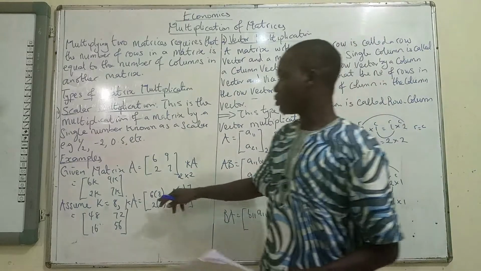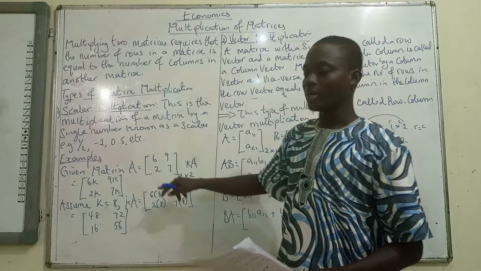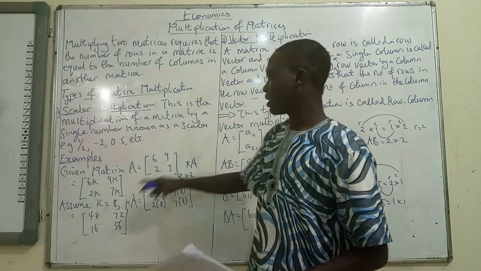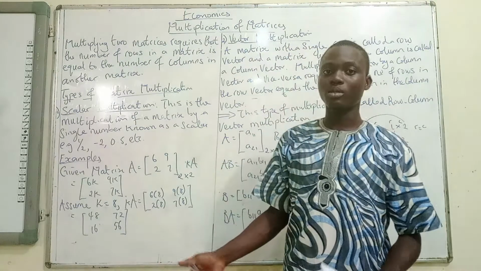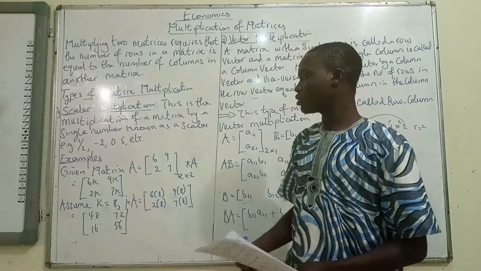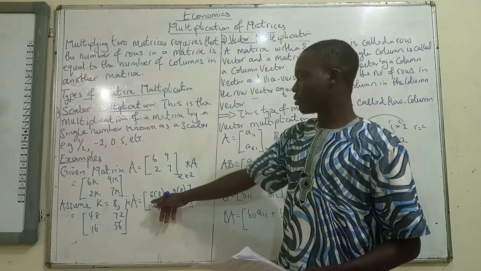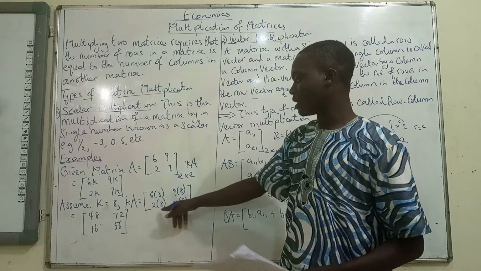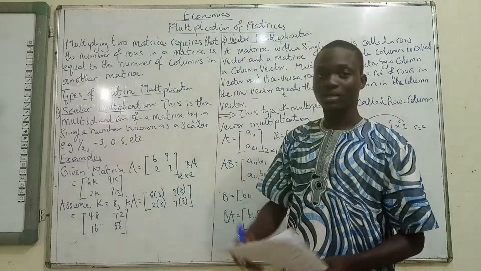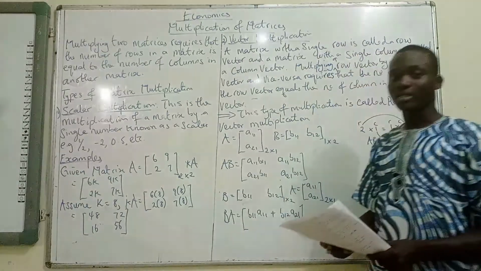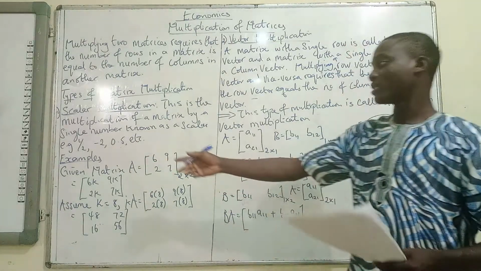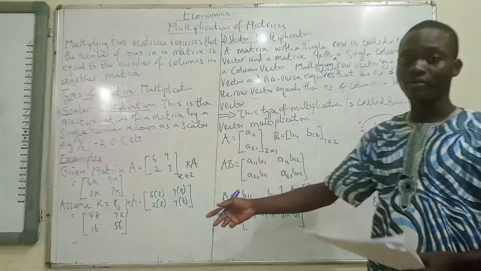So Ka is going to be, you just have to multiply every element of matrix A by K. So we have 6 multiplied by K is 6K, 9 multiplied by K is 9K, 2K and 7K, and that's all about scalar multiplication of matrices. Now we assume that K is equal to 8. So Ka will then be 6 multiplied by 8, 9 multiplied by 8, 2 multiplied by 8, and 7 multiplied by 8. So we have 48, 72, 16, and 56 respectively. So you can say that scalar multiplication is not a big deal at all. Now scalars could be something like half, -2, 0.5, etc.